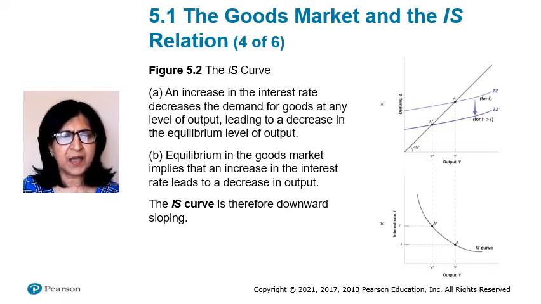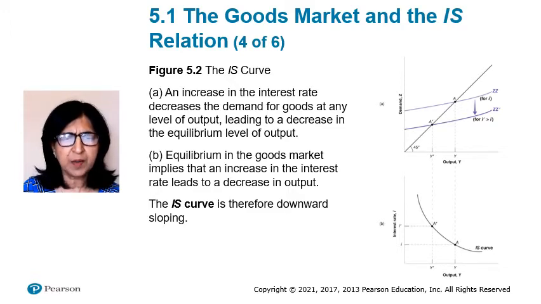Deriving the IS curve. We have drawn the demand relation ZZ in figure 5.1 for a given value of the interest rate. In figure 5.2, we derive what happens if the interest rate changes. Suppose that in figure 5.2a, the demand curve is given by ZZ and the initial equilibrium is at point A. Suppose now that the interest rate increases from its initial value I to I prime.